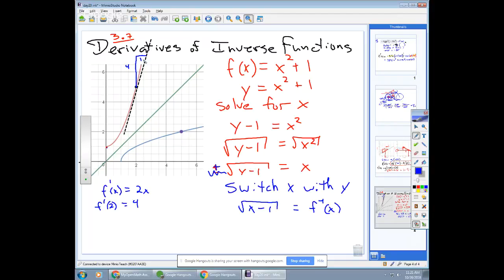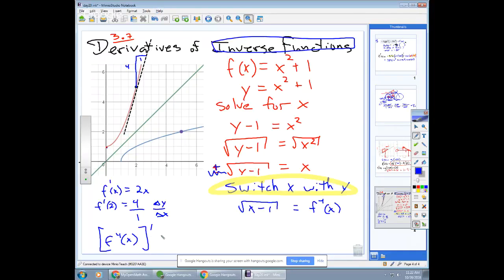Well, bottom line with inverse functions, the big deal about those is switching x with y. Everything that was x becomes y, and everything that was y becomes x. Well, isn't slope change in y over change in x? So for the inverse function, I just need to swap that, okay? So f inverse prime of x is just going to take on change in x over change in y.